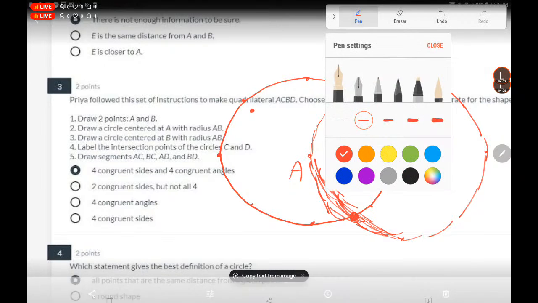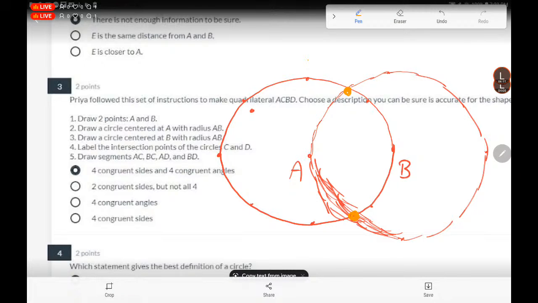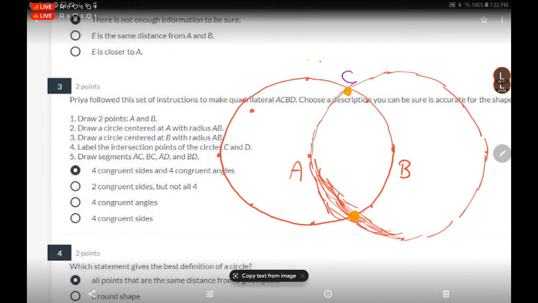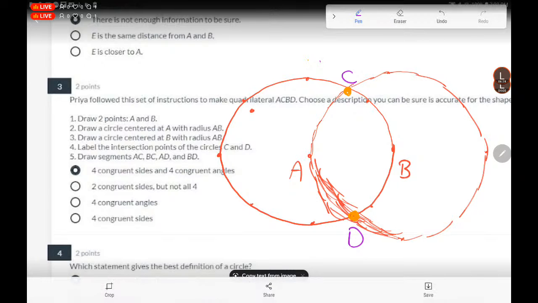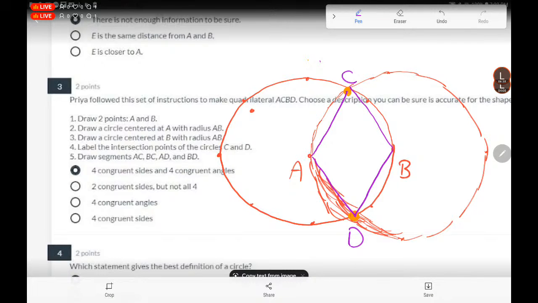Let me use a different color. Okay. Draw segments AC. Oh, C and D are the intersections. Okay, they're not the names of the circles. That's C, that's D. So they want AC, BC, AD, and BD. All right.